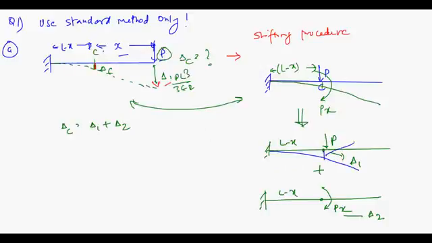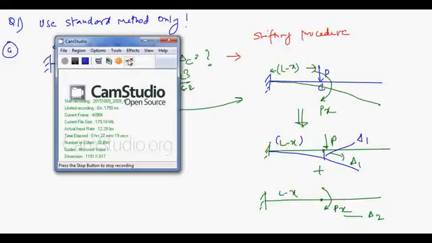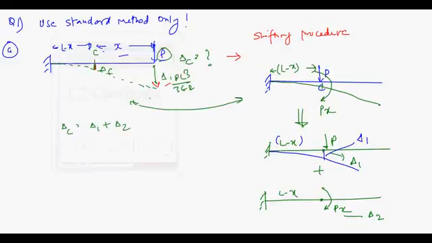Superimposition principle. Do you know what del 1 is here? It will deflect like this. The value of del 1 is PL cube upon 3EI. But be careful, what is L here? L is not L, it is L minus x. So del 1 is equal to P into L minus x cube upon 3EI.